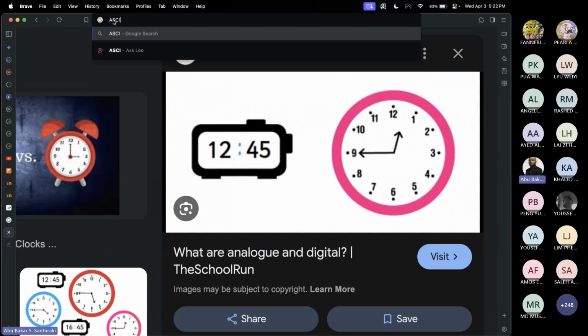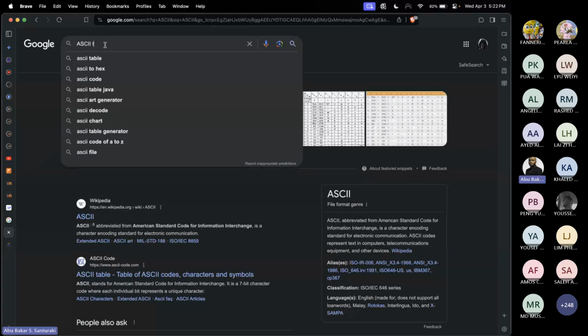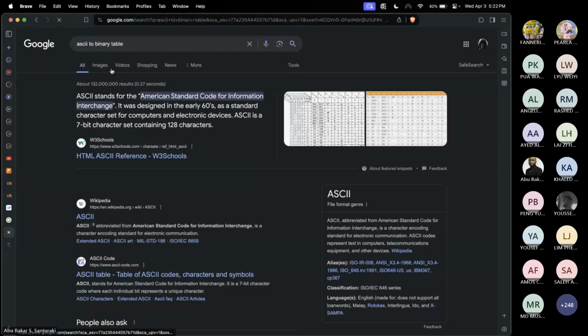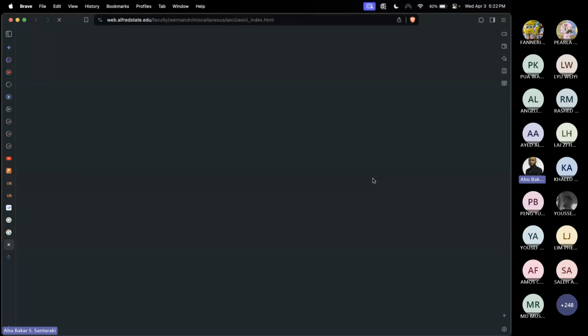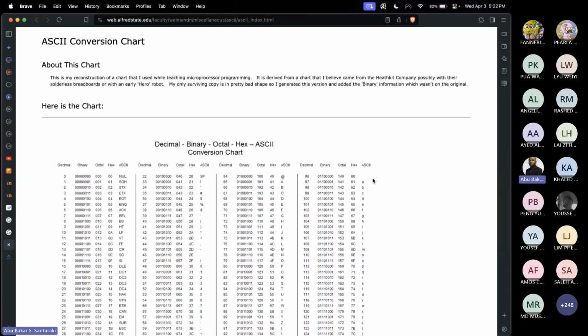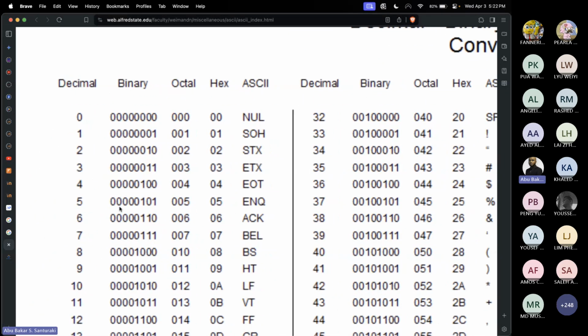American Standard Code for Information Interchange, ASCII. So this ASCII, I can Google the ASCII to binary table. And you will see in the notation how the computer stores characters in the sequence of zeros and ones. So I'm going to zoom in. On this column, the ASCII column, you're seeing what is being represented, the data. Then there's the hexadecimal equivalent, the octal, and then the binary.